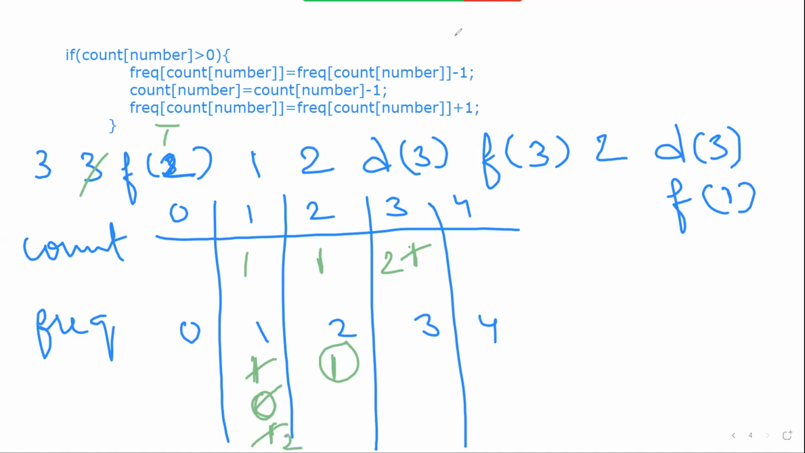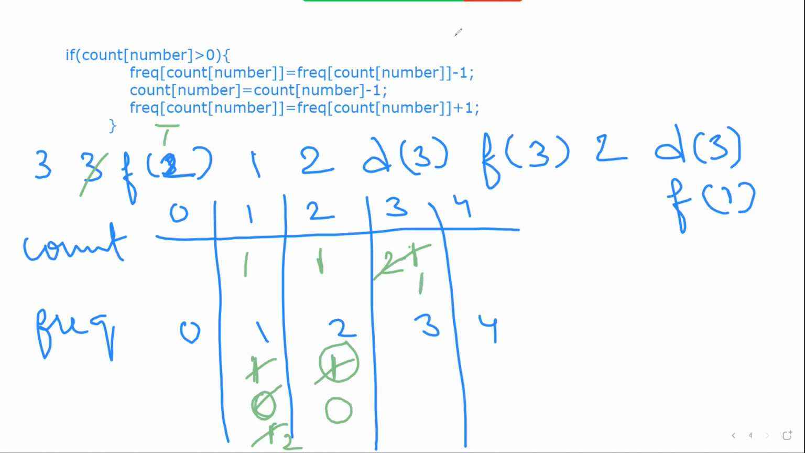Now deletion 1. For deletion, they are saying to delete one element whose frequency is 3. So we will first see if the count of the number is greater than 0. Yes, count of 3 is greater than 0, right? Then we go to frequency of count of number minus 1. So our count of number is 2. We will go to 2, and we will decrement it by 1, so it will become 0. Now the count of 3 will also be decremented by 1.